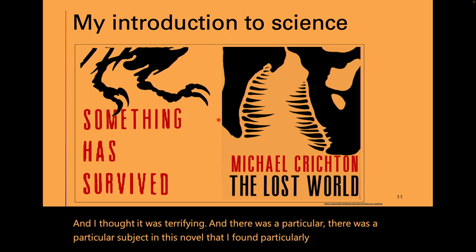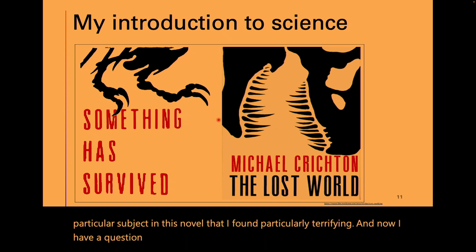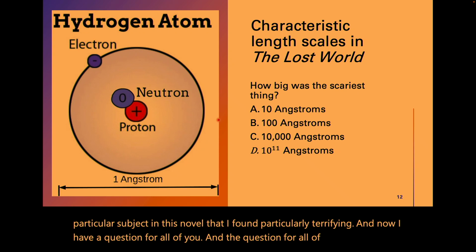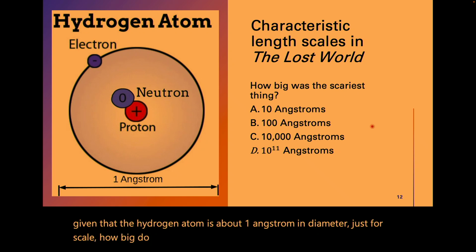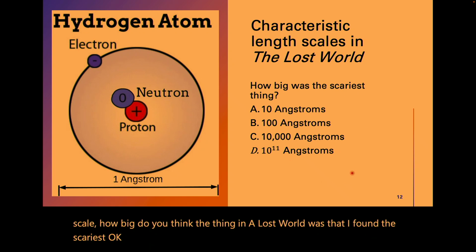And now I have a question for all of you. Given that the hydrogen atom is about 1 angstrom in diameter, just for scale, how big do you think the thing in The Lost World was that I found the scariest? Okay, and I've given you some pretty broad range of options here.